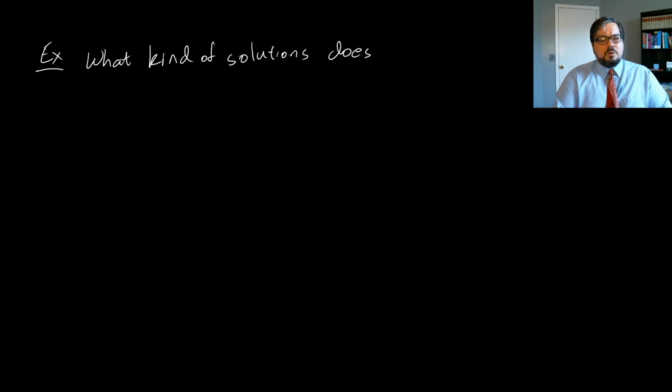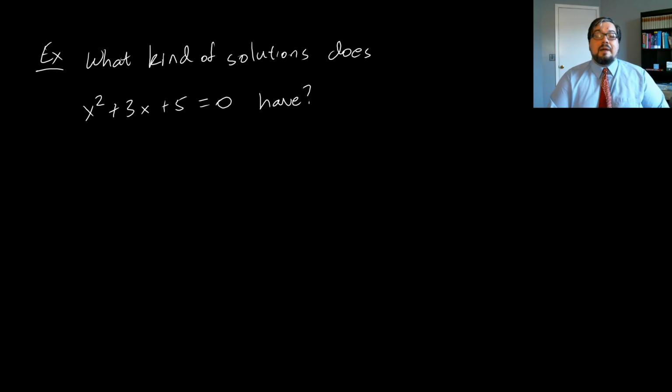So let's look at an example of using this. We could ask, what kind of solutions does the equation x squared plus 3x plus 5 equals 0 have? And by what kind we mean here, do we have two real solutions, two complex solutions, or one real solution?